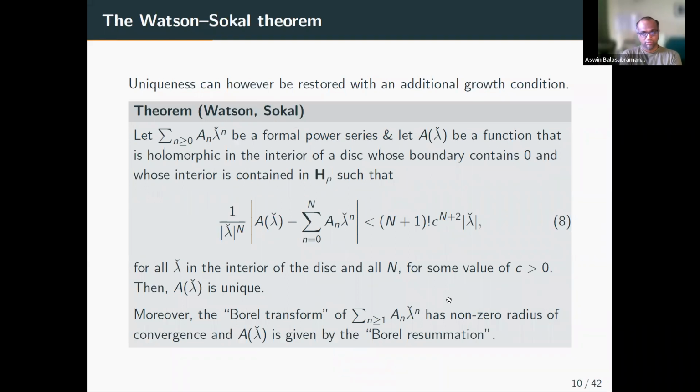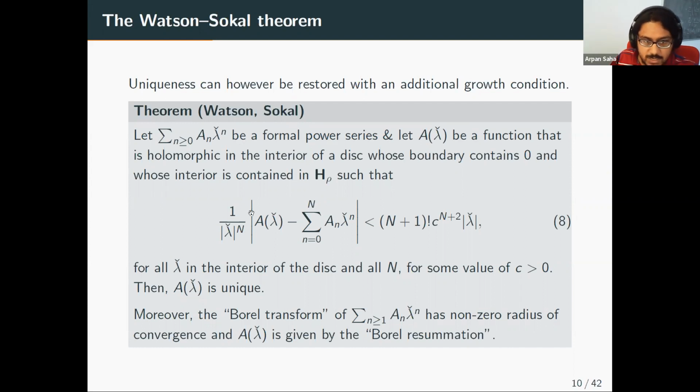So basically the problem is that it doesn't uniquely fix the function, unlike the case of convergence, where if a series is convergent, then it converges to a unique function. But that isn't the case here. If something is asymptotic to some function, that function is not unique. There could be multiple functions that it's asymptotic to. However, you can restore uniqueness with an additional growth condition.